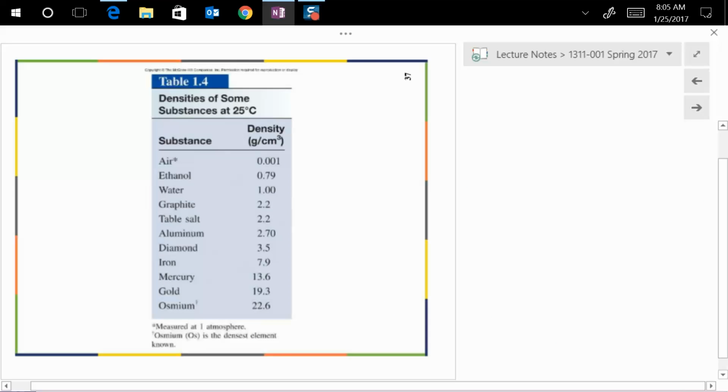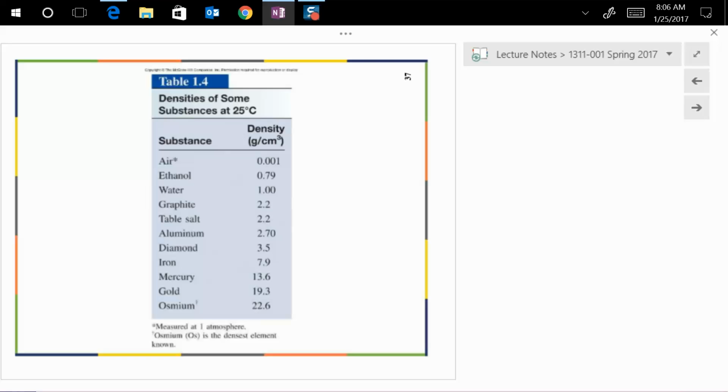Okay, so here are some common densities. Air obviously has a very low density, 0.001 grams per milliliter, or grams per centimeter cubed. Ethanol, 0.79. Water is 1. So ethanol is lighter than water. So if you put those two together without mixing them, just layered one on top of the other, ethanol would be on top of the water.